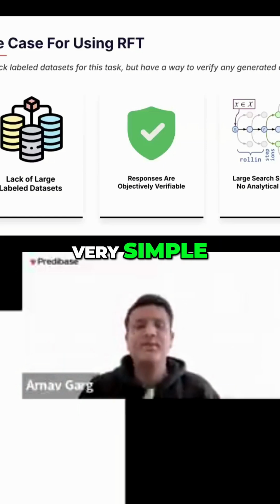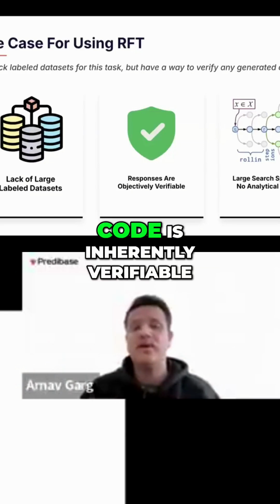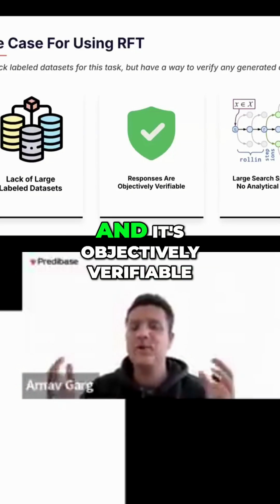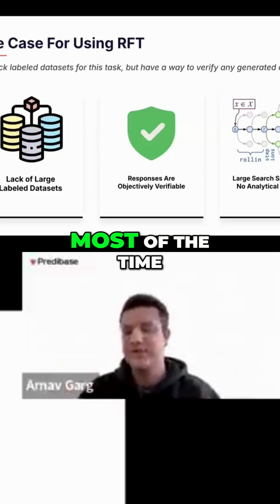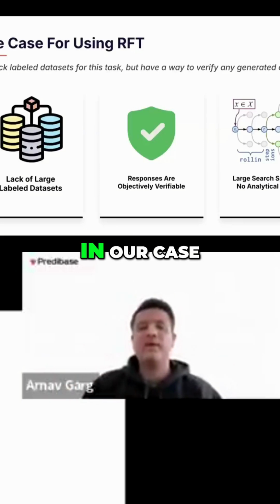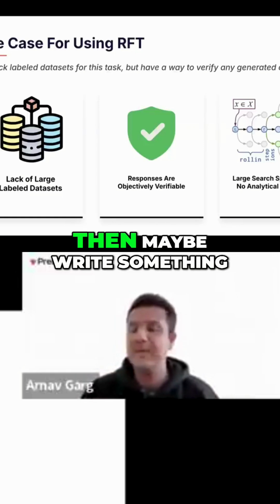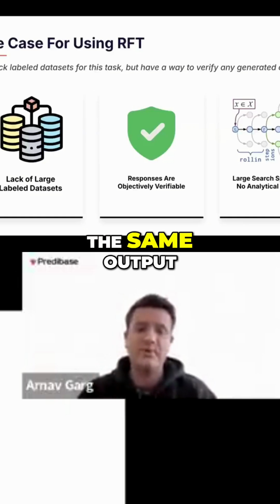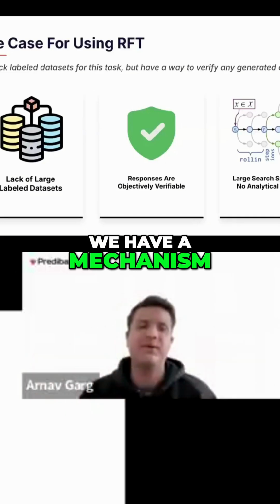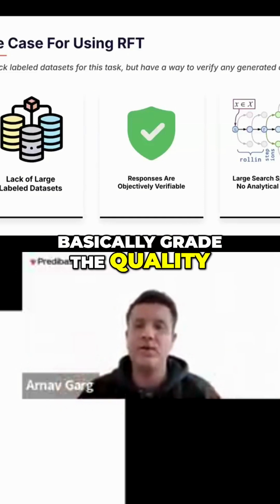Very, very simple. The second is that because we're writing code, code is inherently verifiable, right? And it's objectively verifiable in that code always executes the same way most of the time. And in our case, what this means is that we could have something write kernels and then maybe write something like test cases, run it against the code and see if it compiles and produces the same output. So we have a mechanism that we can devise to basically grade the quality of the output that the model is producing.